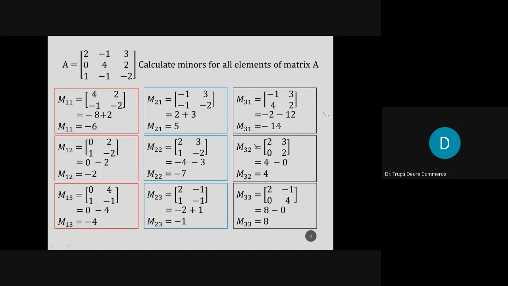Now, this was a 3 by 3 matrix, right? When it is a 3 by 3 matrix, that is how you calculate the minor. Now what if it is 2 by 2? For 2 by 2 there is not so much complication. Let's look at 2 by 2. So suppose this is a matrix A equal to 2, 4, 1, minus 7.